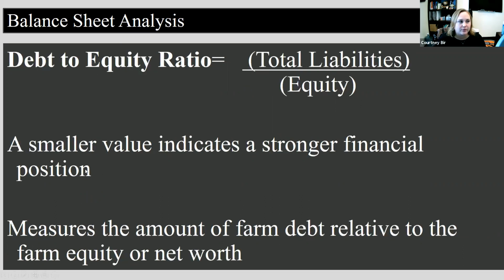So your debt to equity ratio is the total liabilities divided by your equity. A smaller value indicates a stronger financial position, and it measures the amount of farm debt relative to the farm equity or net worth.